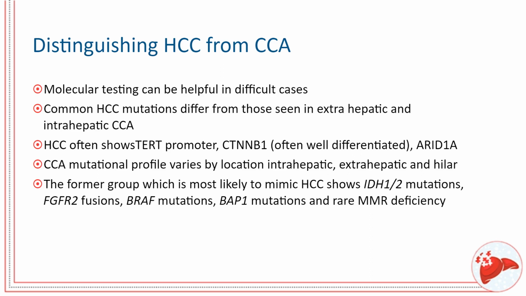Those are more common, of course, in the extrahepatic type, but the mutational profile is quite different from what is commonly seen with HCC and could help make that distinction in cases that are particularly challenging. Again, BAP1 mutations are often found in cholangiocarcinoma, uncommon in HCC. And if you see mismatch repair deficiency, which is very uncommon in both types, you're almost certainly dealing with a cholangiocarcinoma, because it's vanishingly rare, if not almost never reported, in HCC.